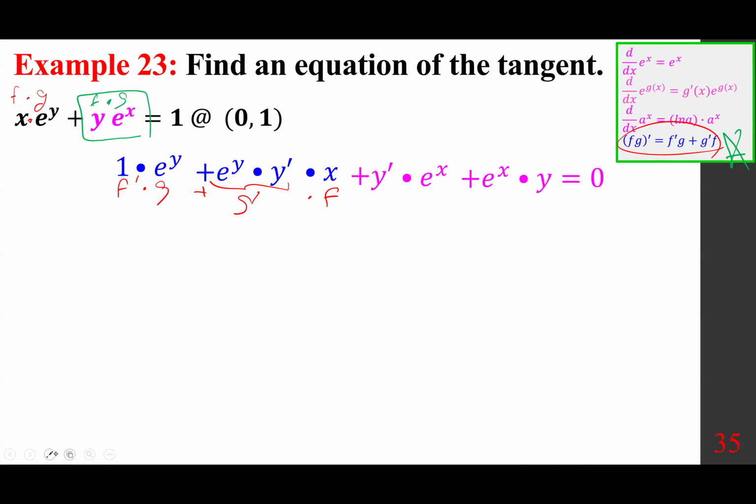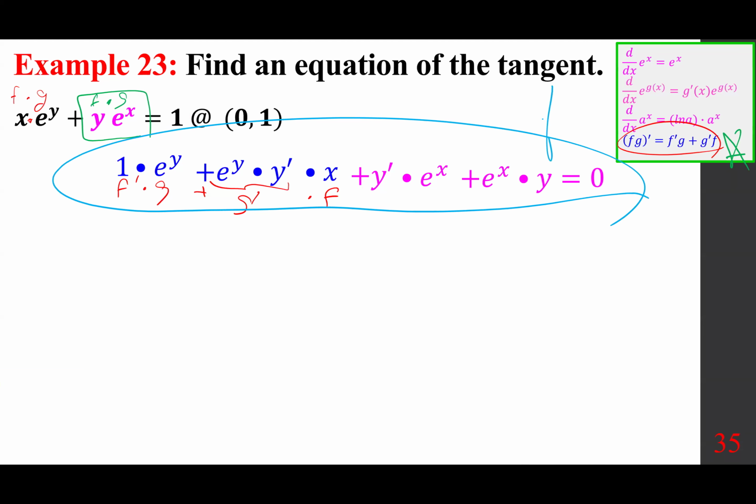And again, let me put an asterisk next to this. This, everybody, is the only calculus step. You're done with calculus. Everything else is algebra. You're going to finish the job.